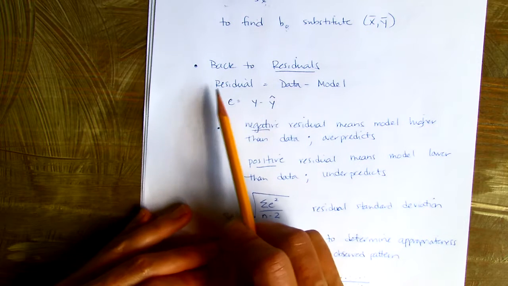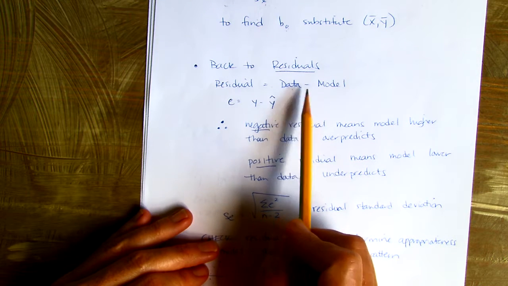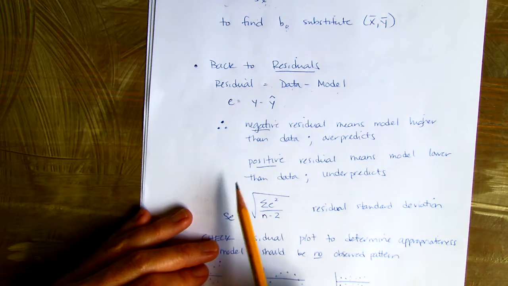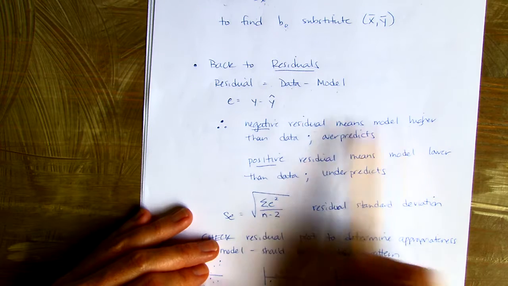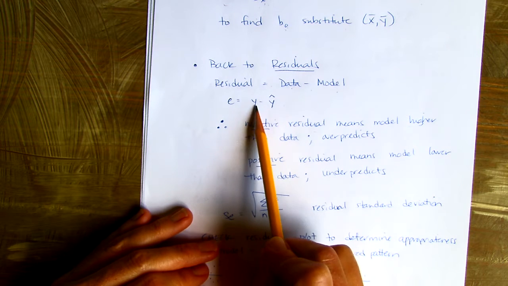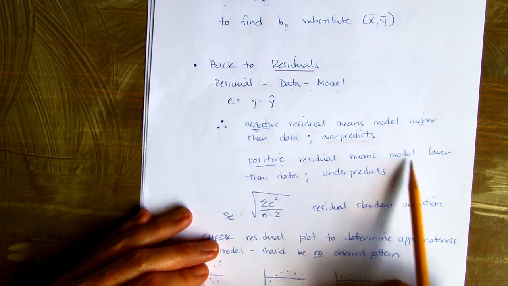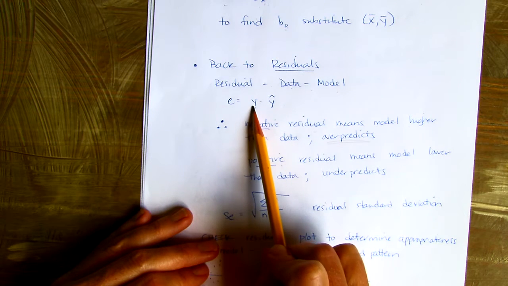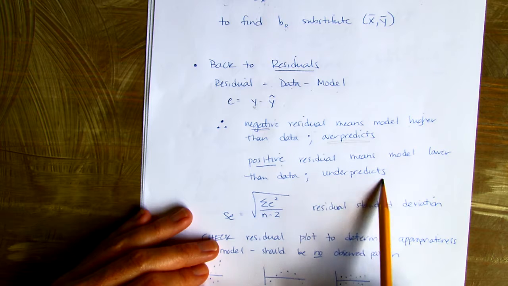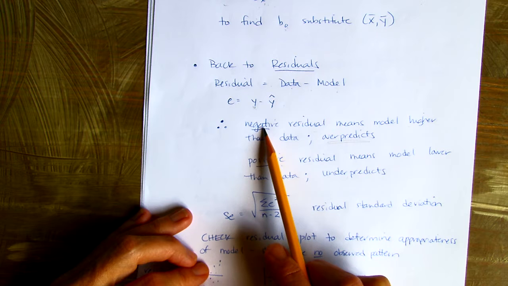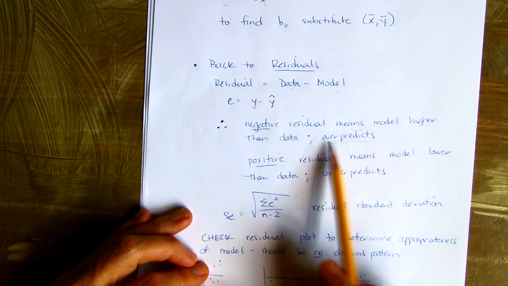Let's go back to residuals. Again, the residual is the data value minus the model value. We use a little e, y minus y hat. Therefore, a negative residual means the model must have been higher than the data. Therefore, the model overpredicts if you have a negative residual. If it's positive, it means the model must have been lower than the data point. Therefore, it underpredicts. Like if we're trying to predict price and we have a negative residual, our model is probably predicting a higher price than we can actually expect.